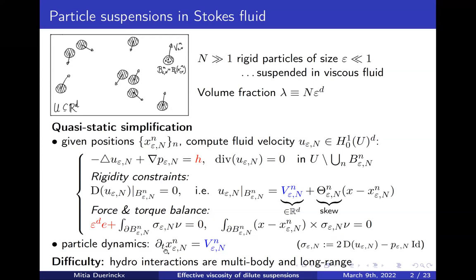And then you can just update the particle position, and the particle dynamics is just given by this dtxn is just vn, that is computed from this system. So you see, it's a kind of quasi-static equation where for a given position, you just solve the fluid equation. It gives you velocities, and then you can update the particle dynamics.